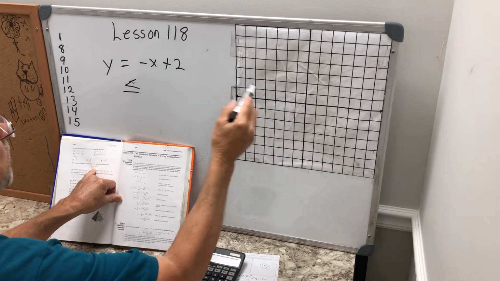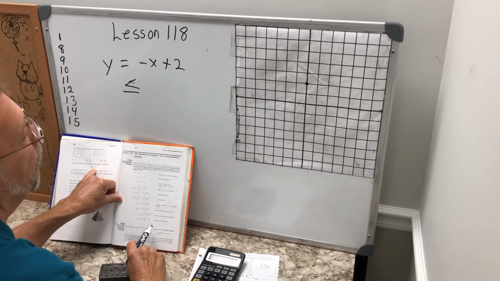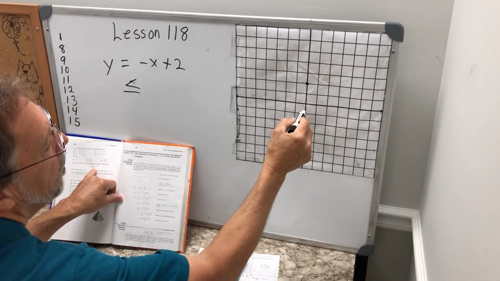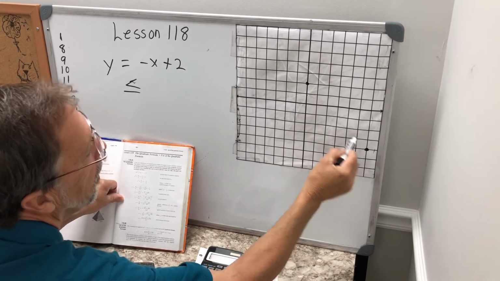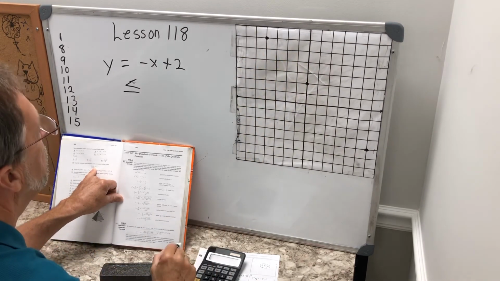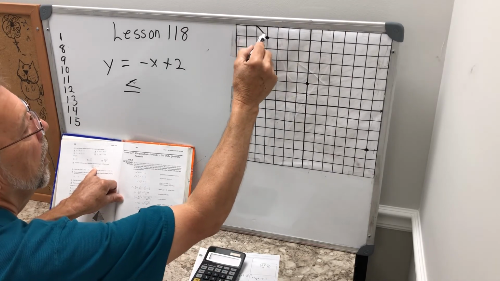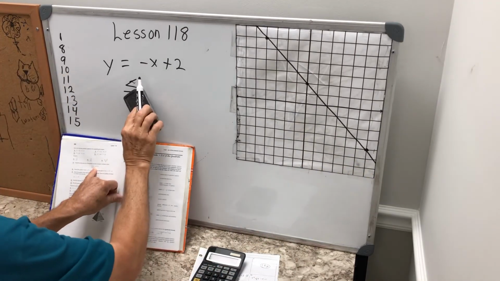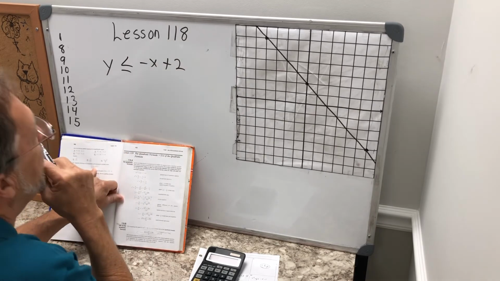We start off with the positive 2 on our graph, and it's a negative 1 over 1, so that means it's going downhill. I will go 1, 2, 3, 4, 5, 6, 1, 2, 3, 4, 5, 6, 1, 2, 3, 4, 1, 2, 3, 4. Hope that's not confusing to you, but just trying to speed it up. That's 1 over 1. Let's see how well we can do. Now we'll take this and put this back in here, and that is y less than or equal to negative x plus 2.